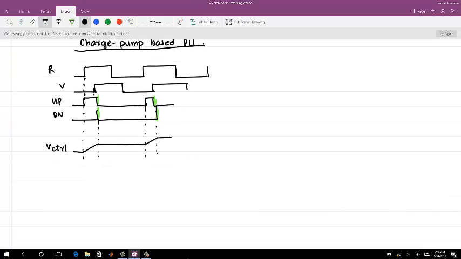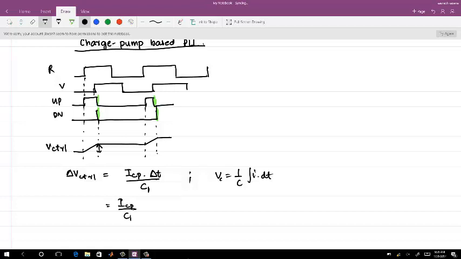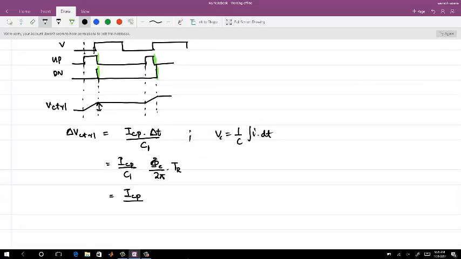Now, if this is V control, let me write delta V control equals ICP times delta T by C1. For constant current, V equals 1 by C integral of I dt, which for sure you know. Now this ICP by C1 times delta T is equal to the phase error divided by 2 pi times T, where T is the reference period here. So ICP by 2 pi times phase error times TR by C.